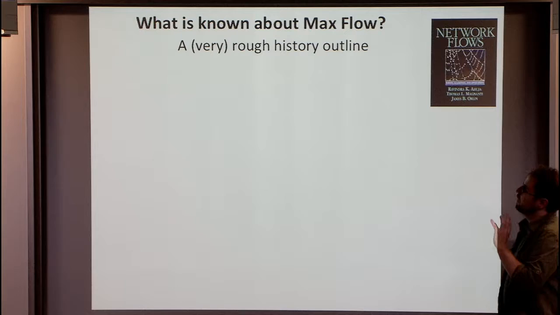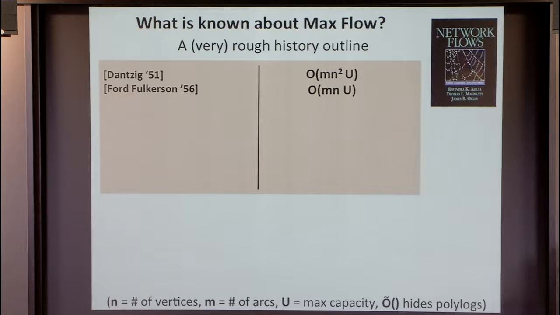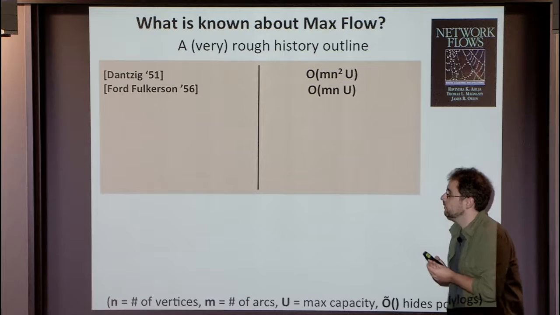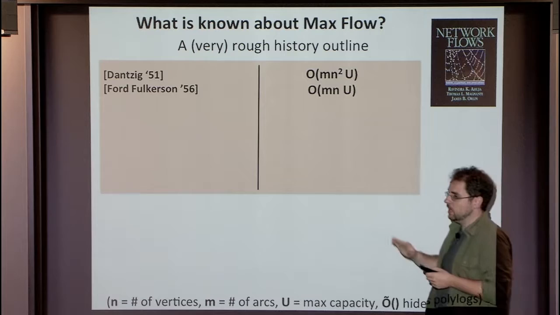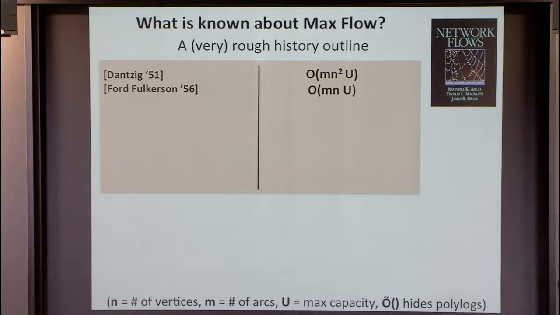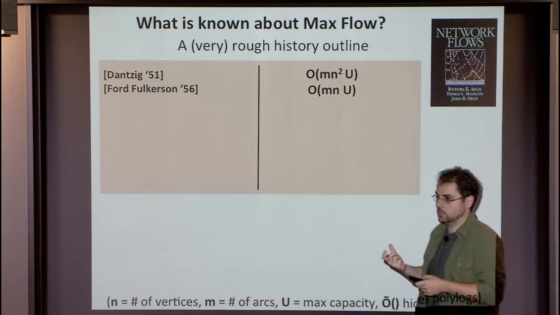And the pioneering works here, from the point of view of analysis of algorithms, are the works of Dantzig and Ford-Fulkerson that essentially gave the first algorithms for this problem. The one issue with this algorithm is that there is a dependence on U, which is the maximum capacity of the graph. And since they depend linearly on U, they are not really polynomial in our understanding of the sense, because we just need log U bits to specify a capacity of size U.